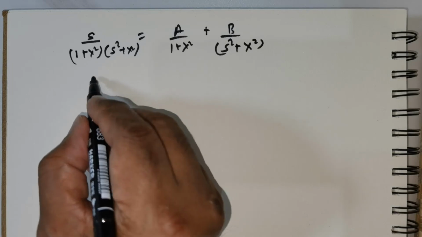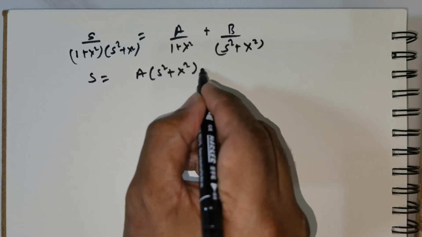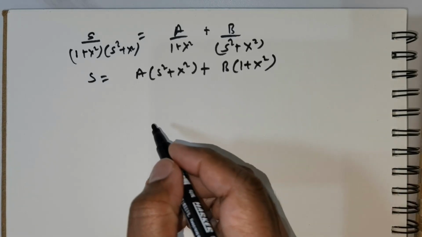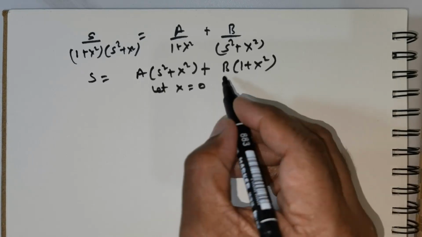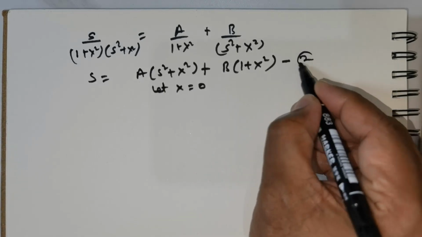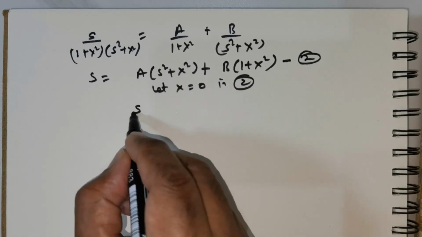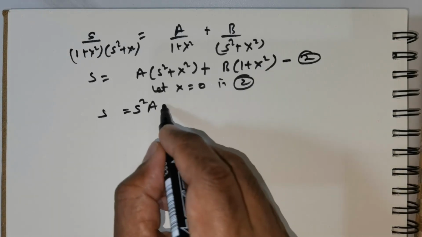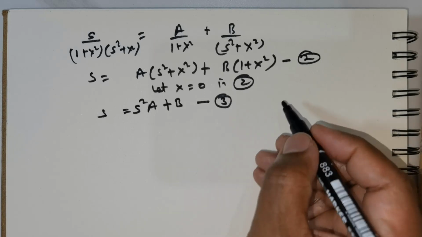So cross multiplying, we get s is equal to A times (s² + x²) + B times (1 + x²). Now what I wish to do is let x be equal to 0. So this term is going to be 0, so I would get s² times A, over here left hand side is s, so this is 0 + B. Let me take this as equation 3.